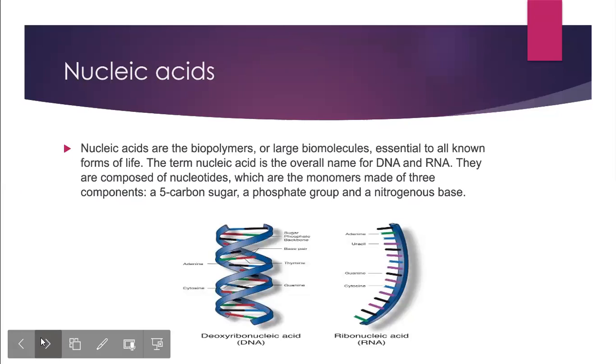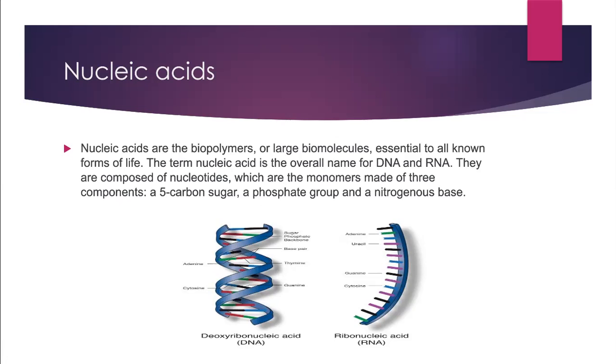Nucleic acids are the biopolymers or large biomolecules essential to our form of life. The term nucleic acid is the overall name of DNA and RNA, deoxyribonucleic acid and ribonucleic acid. They are composed of nucleotides, which are the monomers made of three components: a 5-carbon sugar, a phosphate group, and a nitrogenous base. Here, this is a structure of deoxyribonucleic acid, meaning DNA.